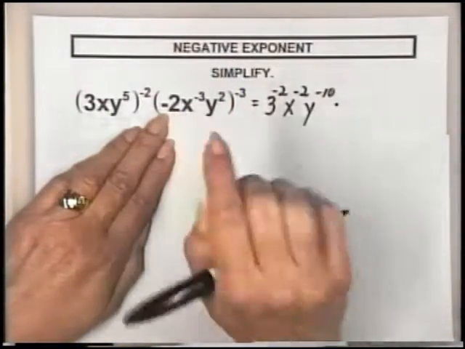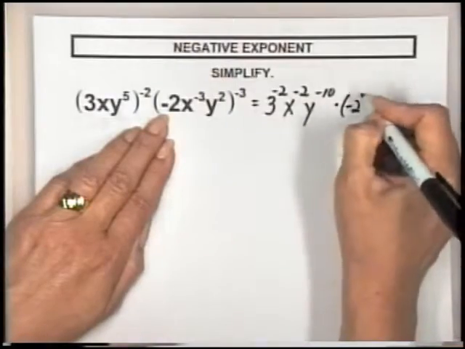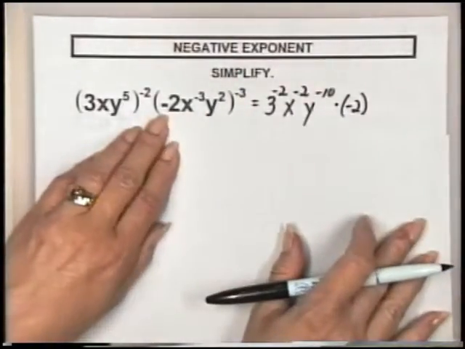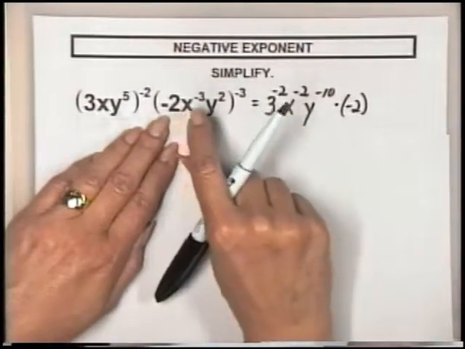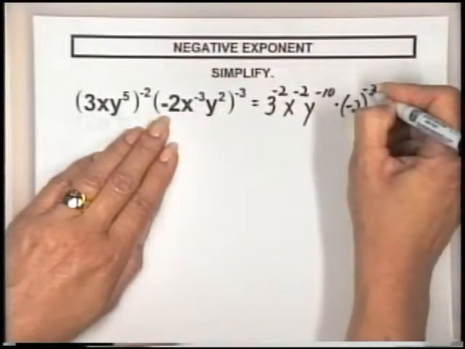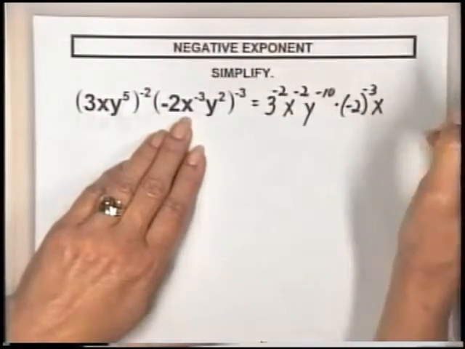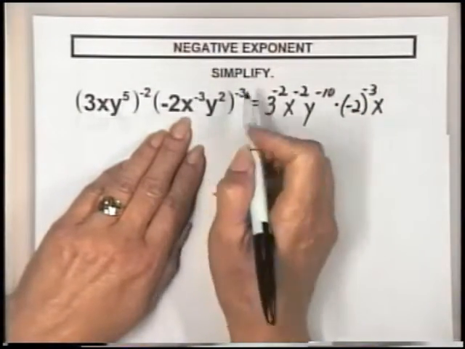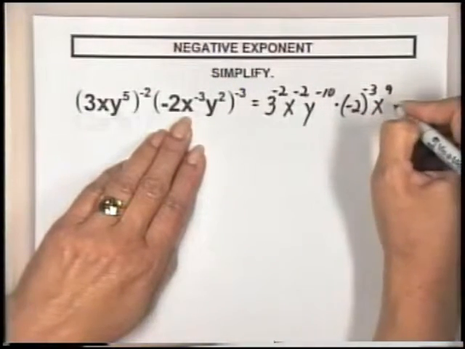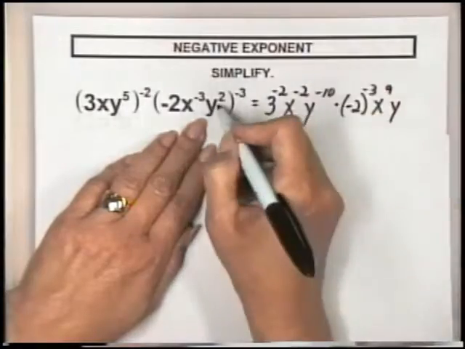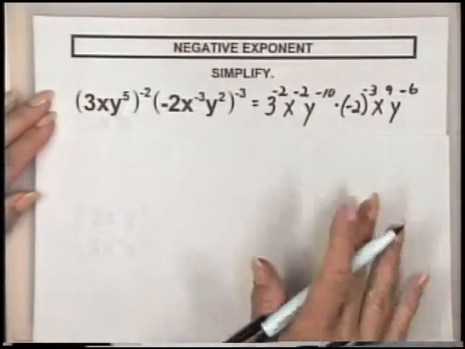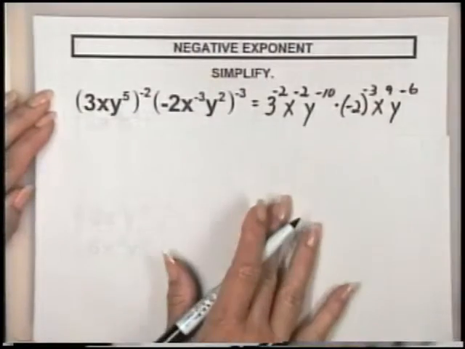Now I need to apply the negative 3 to the negative 2. Now the negative 2 is understood to be to the first power. I'll put it in parentheses to be sure that I put the negative with the 2. I will think 1 times negative 3 is negative 3. For the x, I will think negative 3 times negative 3 is a positive 9. And for the y, 2 times negative 3 is negative 6.